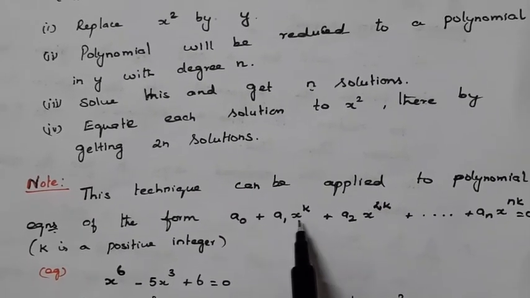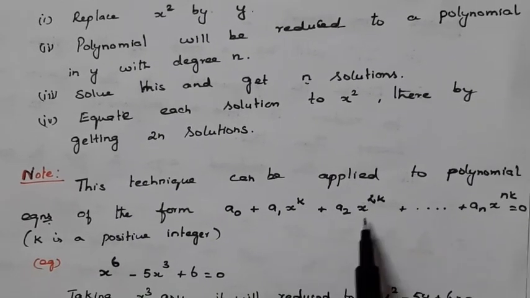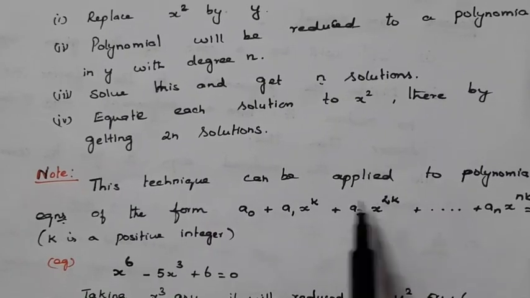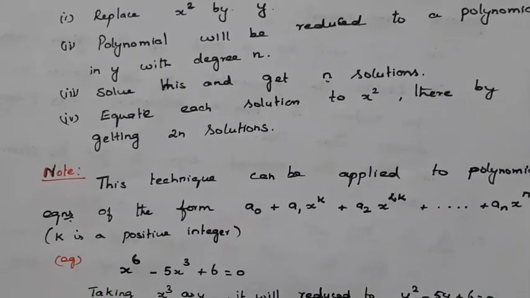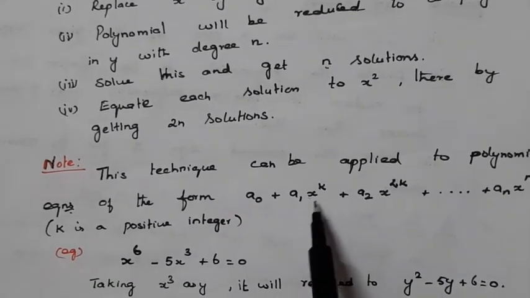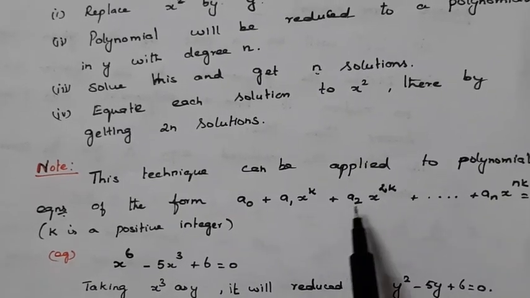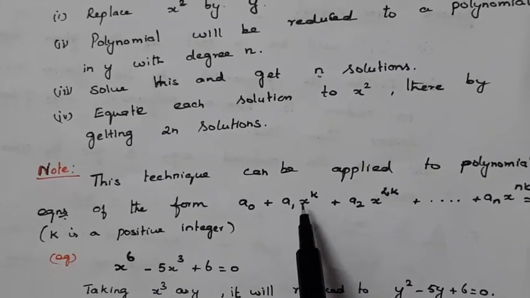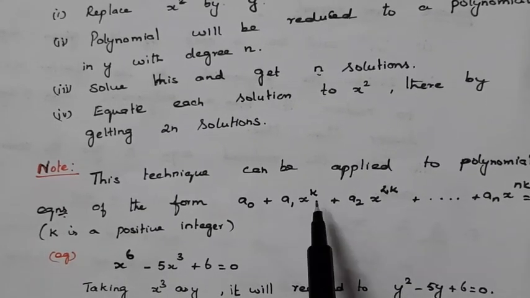That is, the least power is k, which means the other powers are multiples of k. So for such polynomials also this technique can be applied. By taking x power k as y, this will be reduced to an equation in y, and then by solving for y and equating it to x power k, you will get the solution for the given equation.